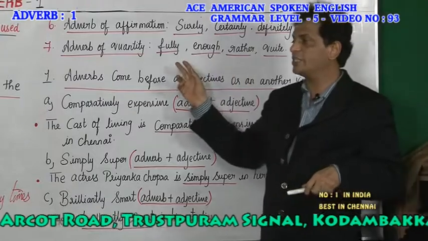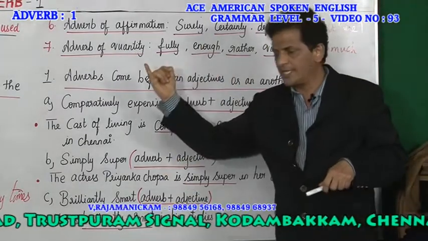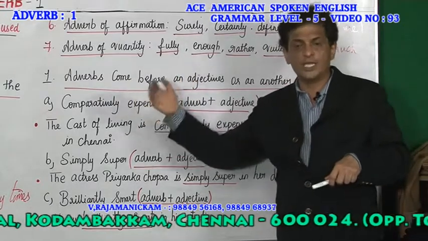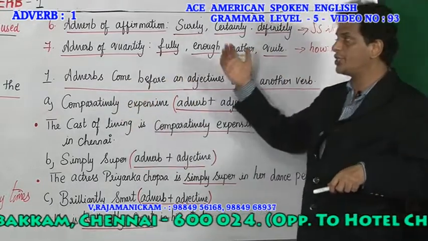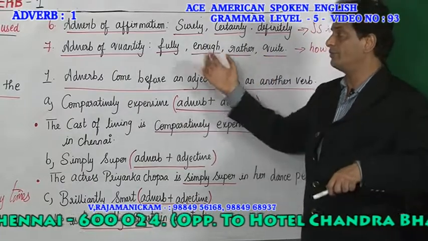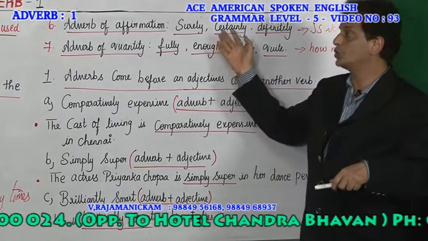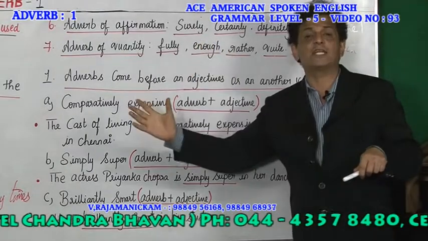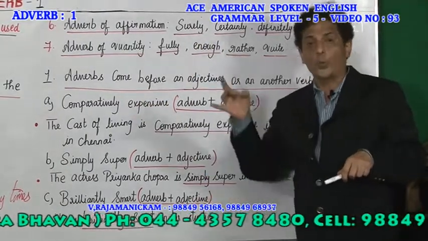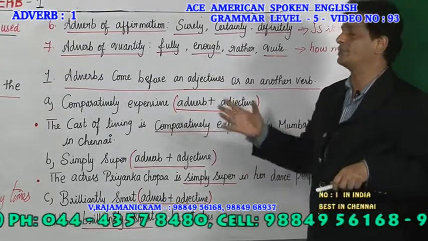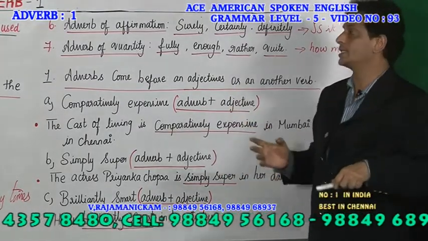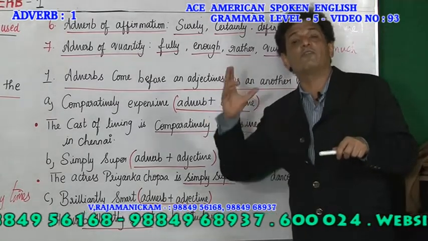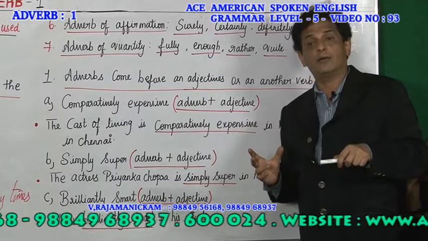So we have 7 types of adverbs: adverb of manner, adverb of time, adverb of place, adverb of frequency, adverb of interrogation, adverb of affirmation, adverb of quantity. So you should be thorough with all these 7 adverbs. All these 7 adverbs are related with verbs. So adverbs are very important. Just like how adjective is important to noun, the adverbs are very important for verbs.